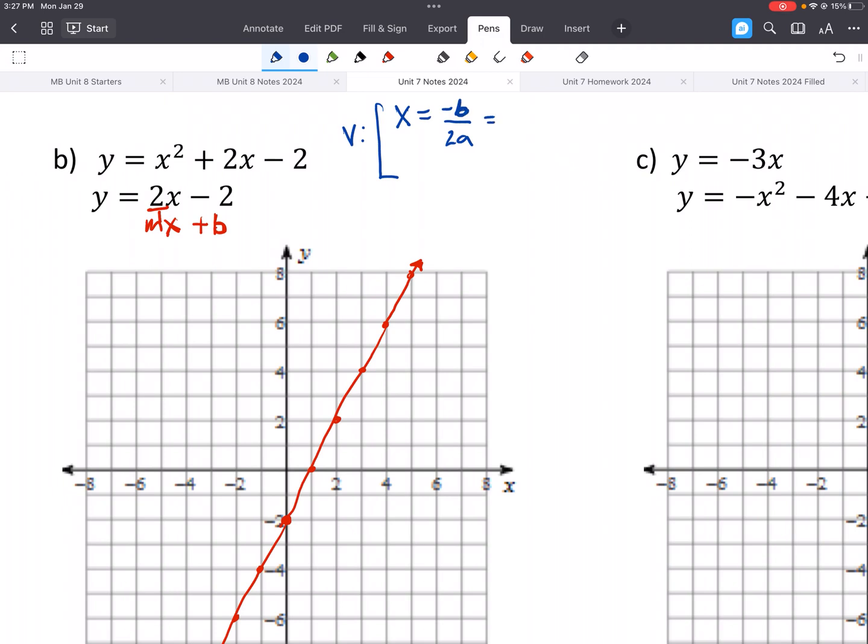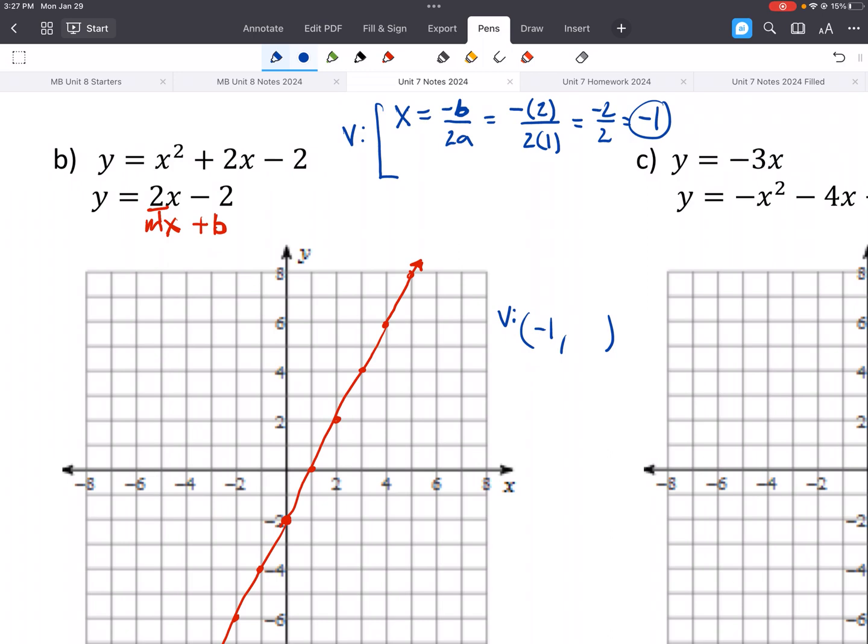Okay, so we've got -b, that's 2, over 2 times a, which is 1. Again, you could use your calculator if you wanted to. It's not too bad. It's just -2 divided by 2, which is -1. So that's the x for your vertex. And we want to find its y.